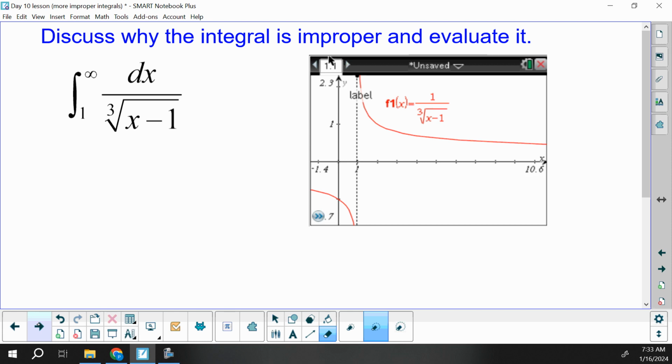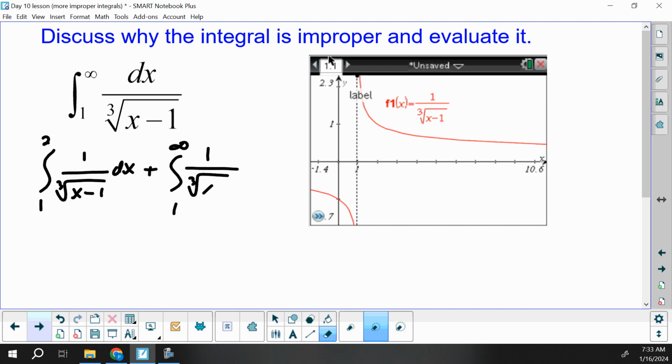So how you treat this is you pick some convenient number in between. So I'm just going to pick 2. So we're going to do the integral from 1 to 2, and I'm going to rewrite this as 1 over cubed root of x minus 1 dx, plus the integral from 1 to infinity of 1 over cubed root of x minus 1 dx. And each of these will end up getting their own limit.